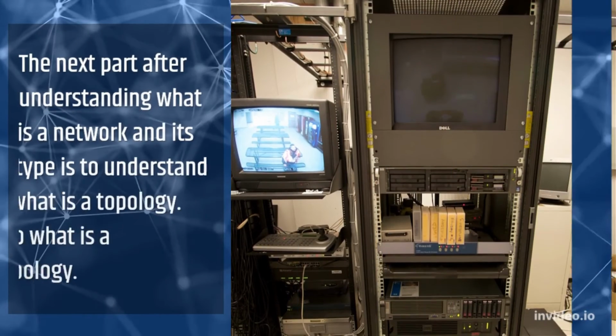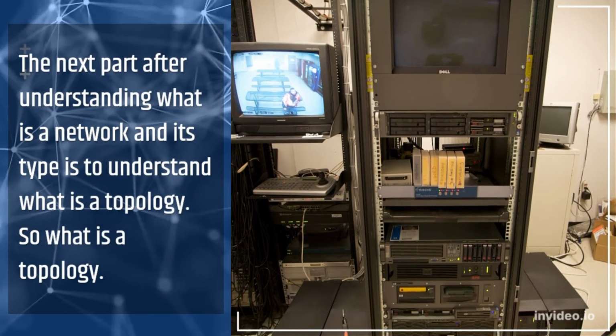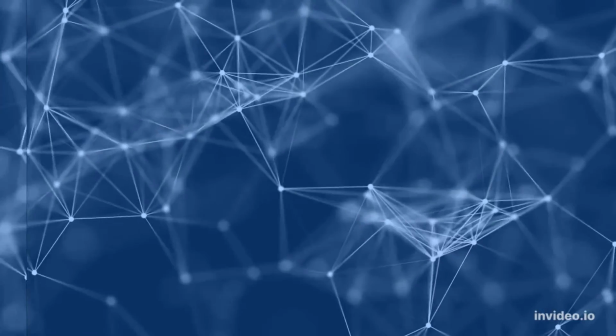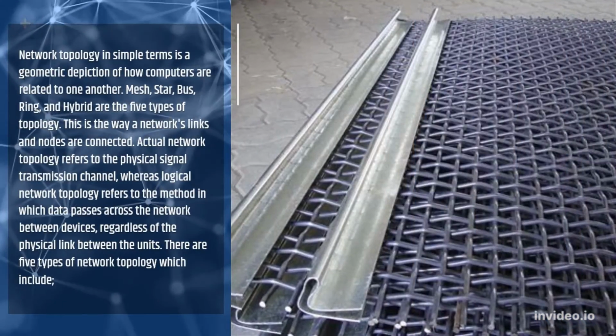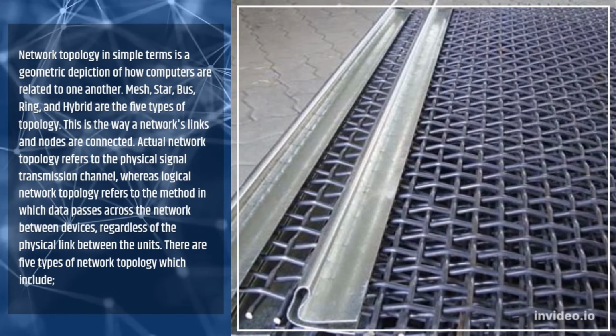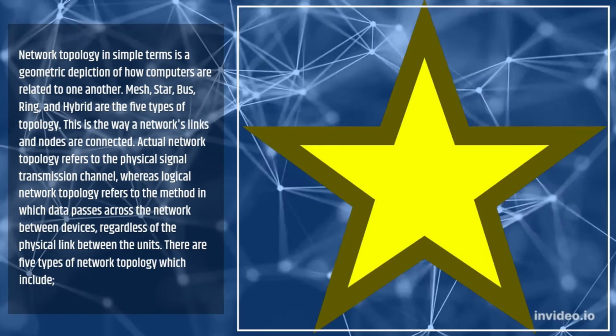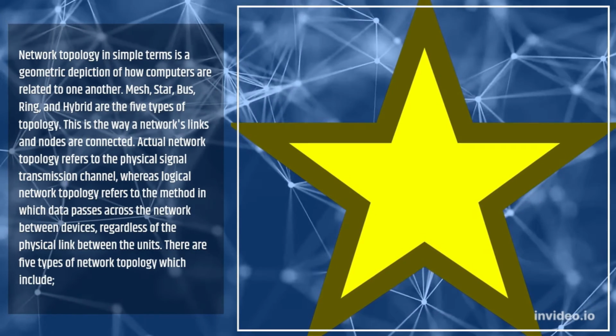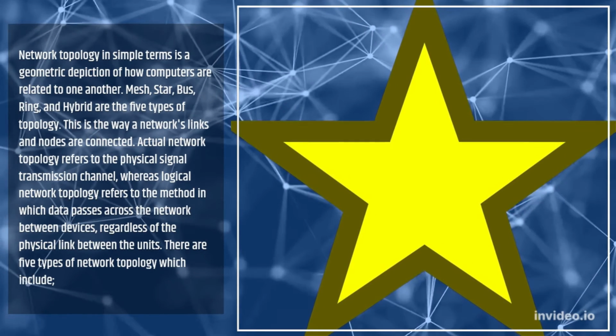The next part after understanding what is a network and its type is to understand what is a topology. So what is a topology? Network topology in simple terms is a geometric depiction of how computers are related to one another. Mesh, star, bus, ring, and hybrid are the 5 types of topology. This is the way a network's links and nodes are connected.